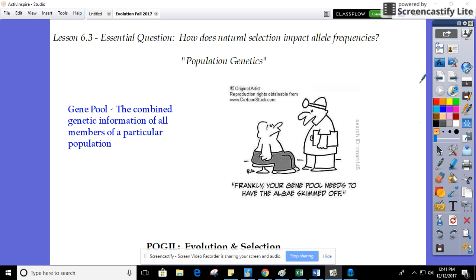Lesson 6.3, how does natural selection impact allele frequencies? This is sometimes referred to as population genetics. So we're going to start off talking about the idea of a gene pool. It's the combined genetic information of all members of that particular population.